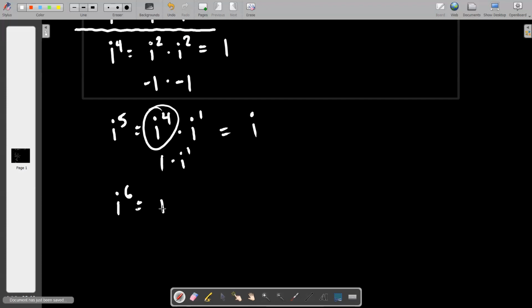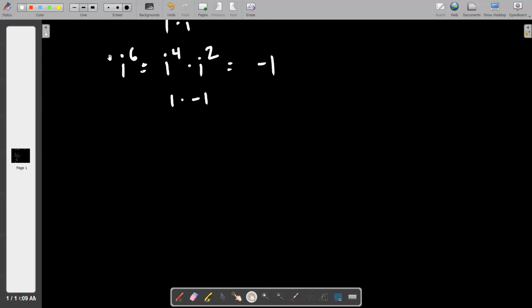I can prove it to you by breaking it up. I can say, I demand that we break it as i to the 4 and i to the 2. And I love that because I'm always going to grab that chunk of 4 when I can. Because what's i to the fourth equal? 1. And what is i squared equal? And what's 1 times -1? We could do this all day. What do you think i to the seventh is going to equal? It is going to equal -i.